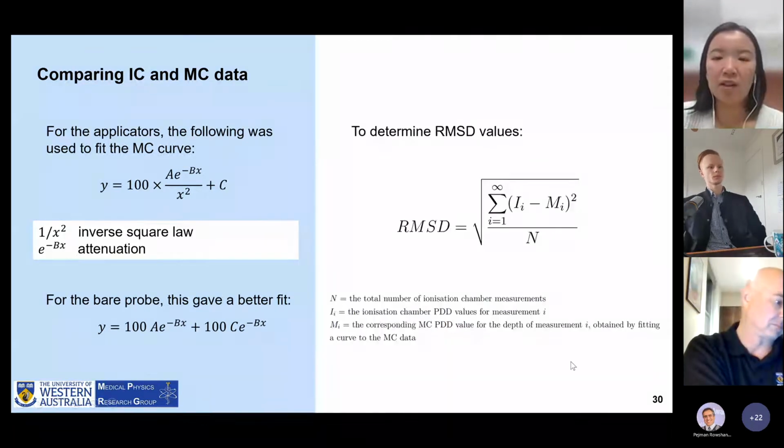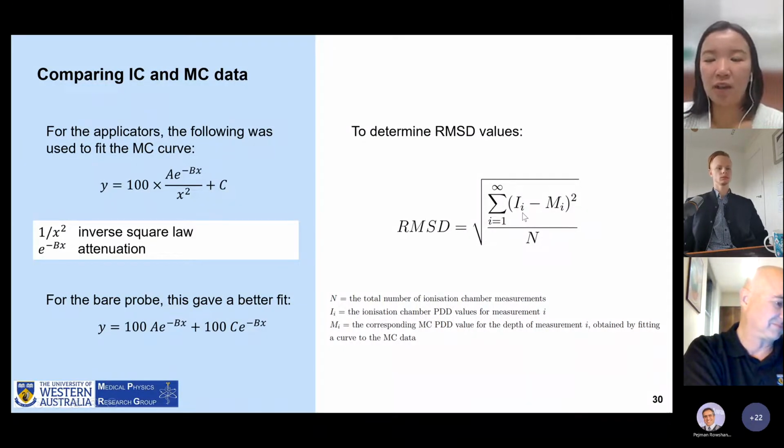To get RMSD values, we took the ionization chamber reading for each depth and subtracted the Monte Carlo result at that same depth.